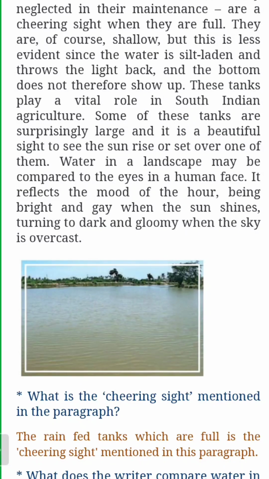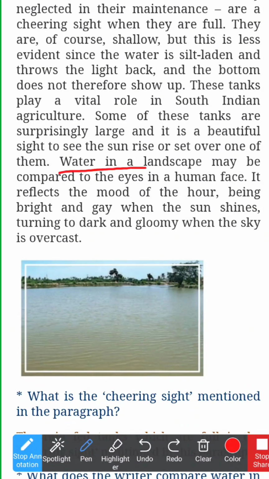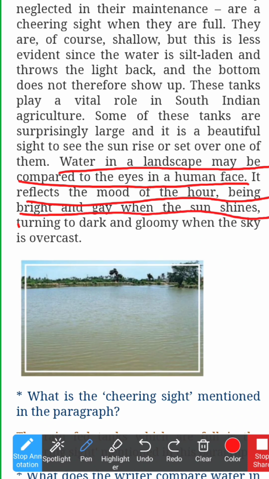Similarly, continuing with the same, the writer even says that water in a landscape may be compared to the eyes in a human face. जैसे हमारी eyes हमारा mood reflect करती हैं, वैसे ही atmosphere का असर भी पानी में आता है. For example, it reflects the mood of the hour, being bright and gay when the sun shines and turning dark and gloomy when the sky is overcast. तो जब सूरज है तो ये पानी चमकेगा, ऐसे लगेगा it is full of pearls, जैसे बीच में हीरे जवाहरात पड़े हैं तो चमक रहे हैं. लेकिन अगर ऊपर clouds आ गए, उन्होंने overcast कर लिया water को, तो ये gloomy दिखेगा. So actually the water in the landscape was compared to human eyes.